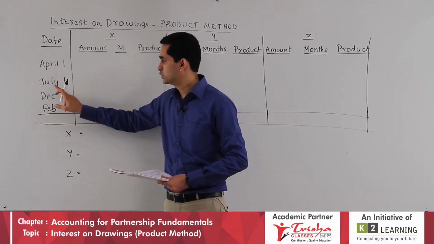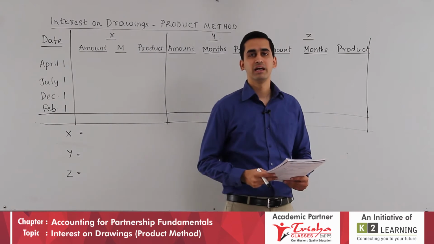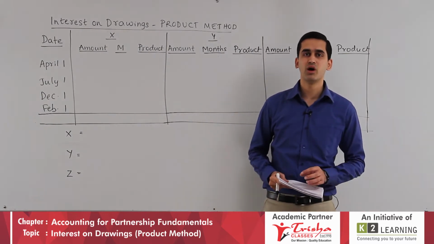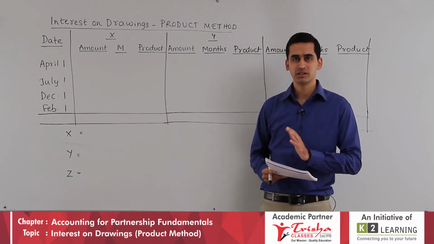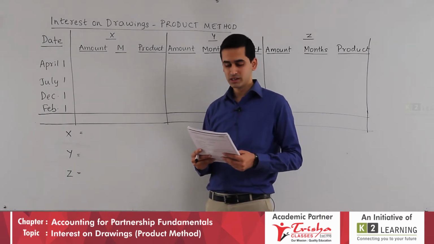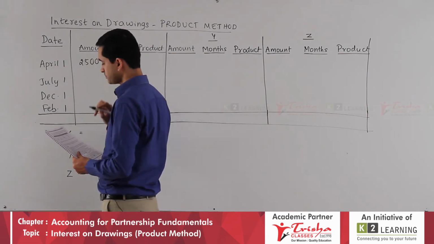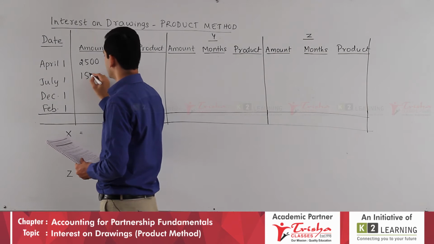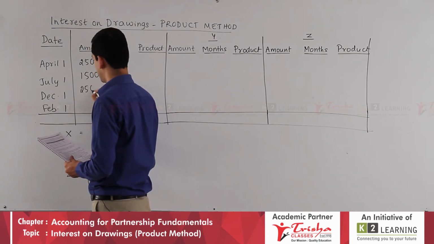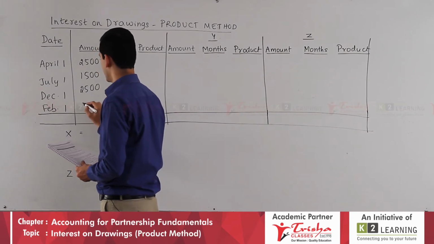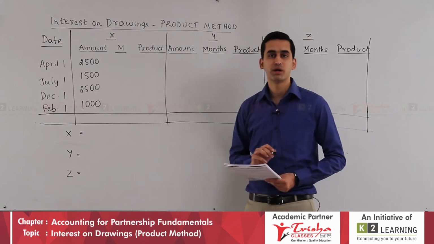April 1st, July 1st, December 1st and February 1st, and they said financial year gets over on 31st March. Now let us take up Mr. X. Amount of drawings are given on April 1st 2500, on July 1st 1500, and on December 1st 2500, and on February 1st 1000. Now I will have to calculate the number of months.